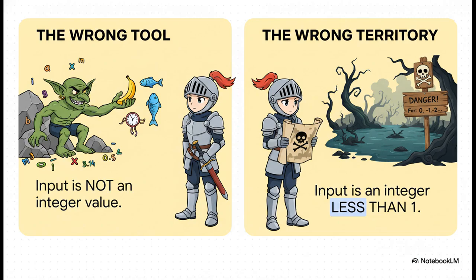So the blueprint points out two main dangers. Over on the left, we have the wrong tool. This is what happens when someone tries to give our function something that isn't a whole number at all, like a decimal or maybe even a word. And on the right, the wrong territory. This is when the number is just too small, like 0, or even a negative number.